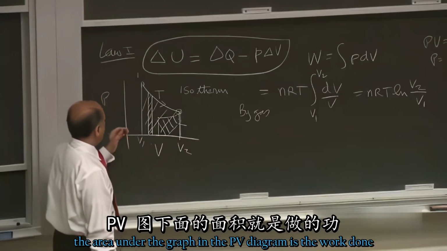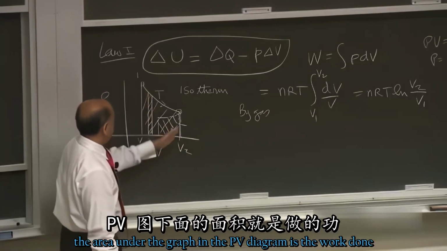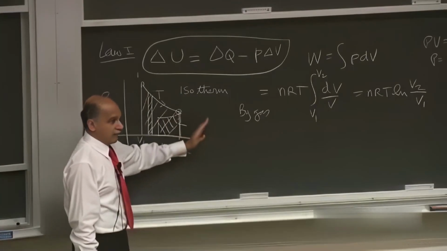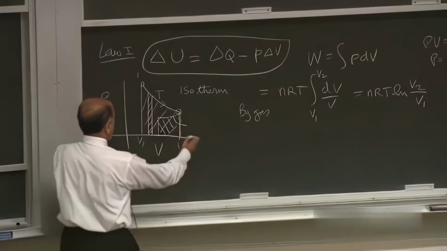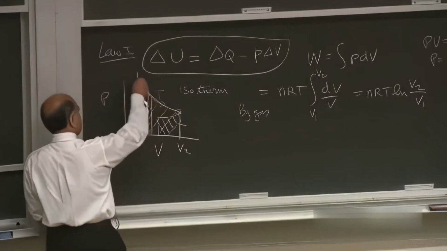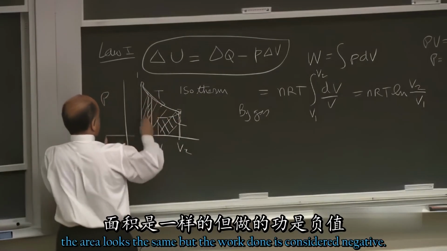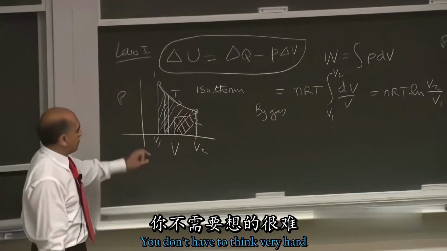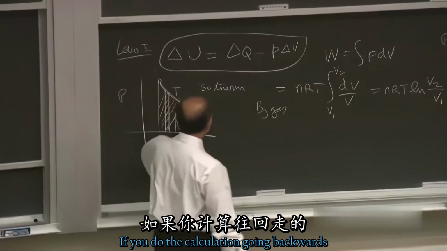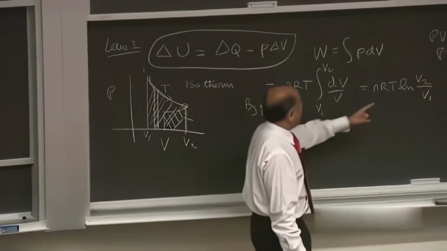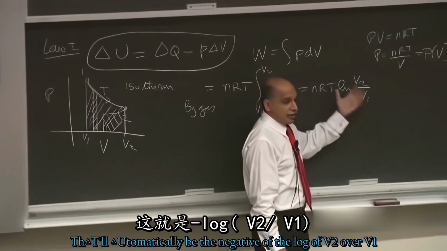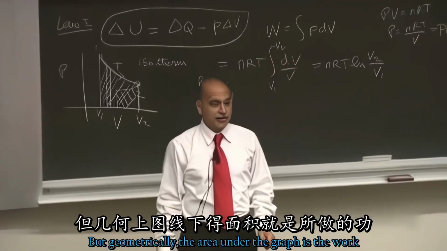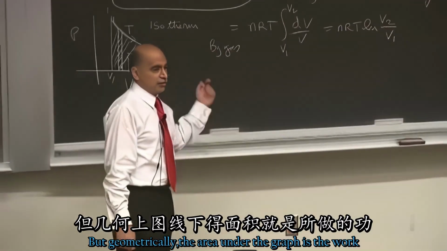But geometrically, the area under the graph in the PV diagram is the work done if you're moving in the direction of increasing volume. If you would decrease the volume, for example, if you just went back from here, the area looks the same, but the work done is considered negative. You don't have to think very hard. If you do the calculation going backwards, you will get log of V1 over V2. That will automatically be the negative of log of V2 over V1. But geometrically, the area under the graph is the work if you're going to the right.